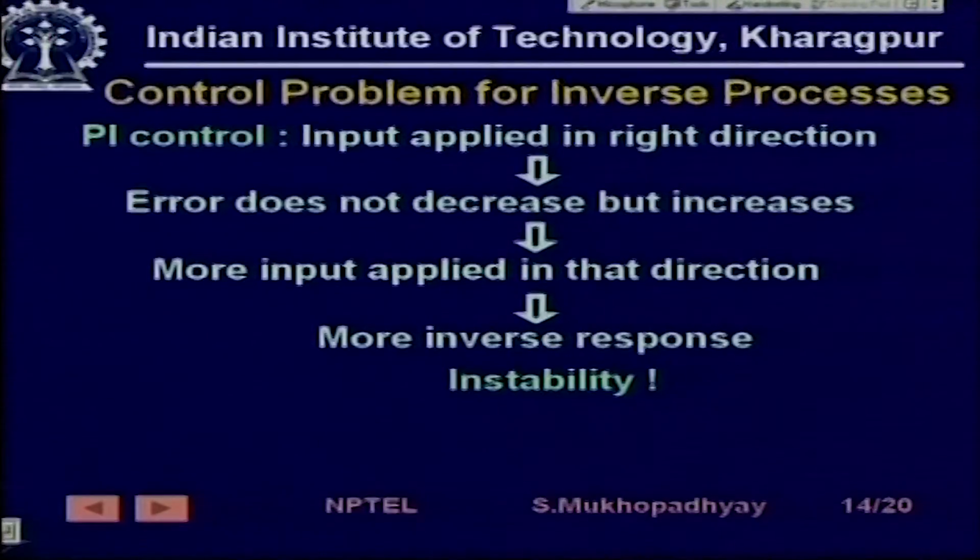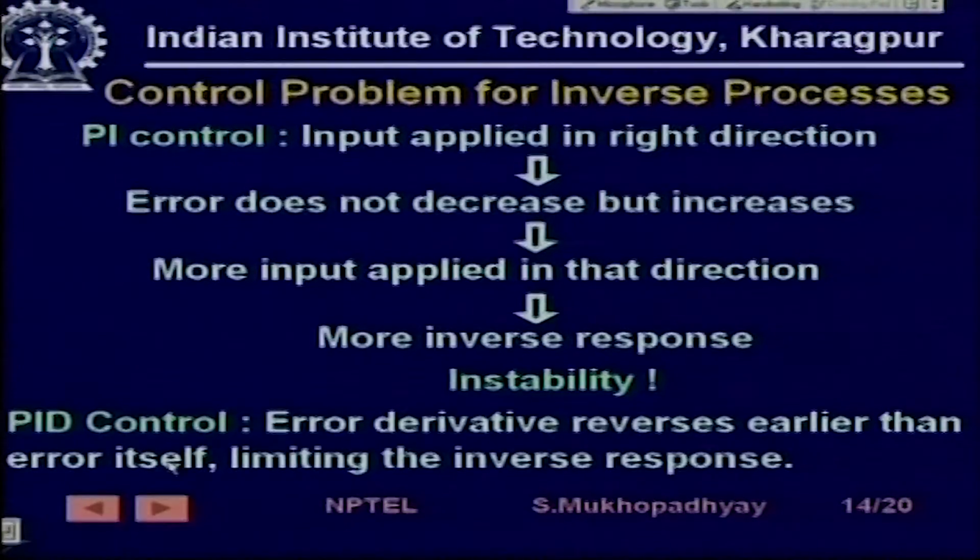unstable situation. On the other hand, if you have a PID controller, it not only sees the error and its integral, it also sees the rate. Now, as we have seen, the rate will reverse quicker. So, the PID controller is likely to give a slightly better response, because it will try to give correct inputs much faster because of the derivative reversing. So, this is just an aside.